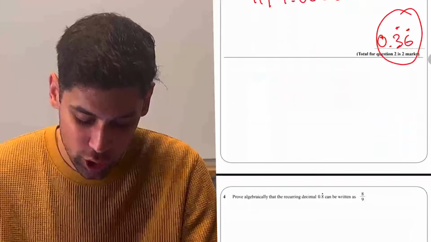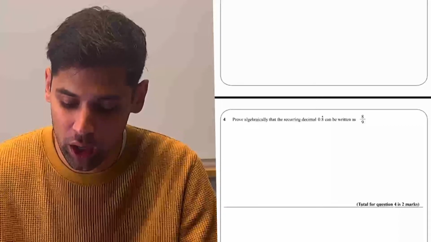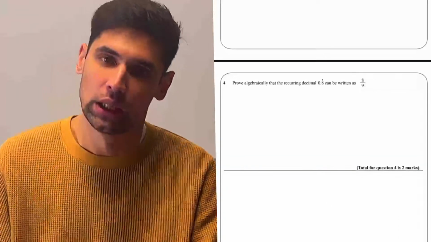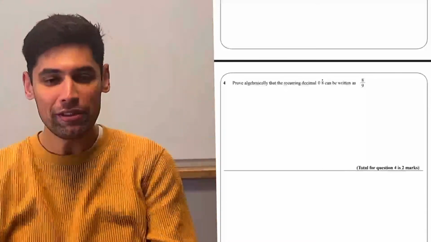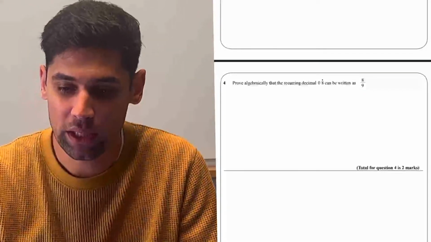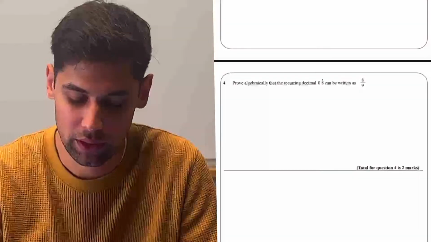Okay, so now we get to the actual question: prove algebraically that the recurring decimal 0.8 recurring can be written as 8/9. So this is the structure that I've been talking about. This is the structure I've been raving about that we love. Let me just figure myself out here. Okay.